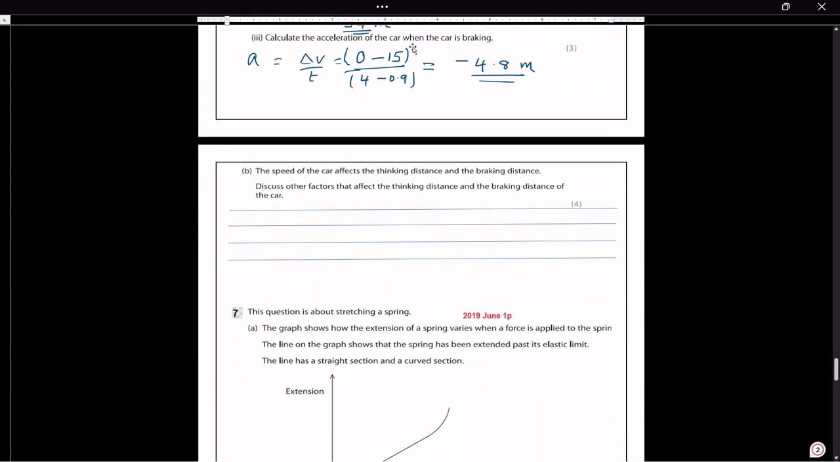Now the next part of the question is: the speed of the car affects the thinking distance and the braking distance. Discuss other factors that affect the thinking distance and the braking distance. There are many factors affecting thinking and braking. It's a 4-mark question, so let me write it this way. First one, thinking distance. The other one is the braking distance.